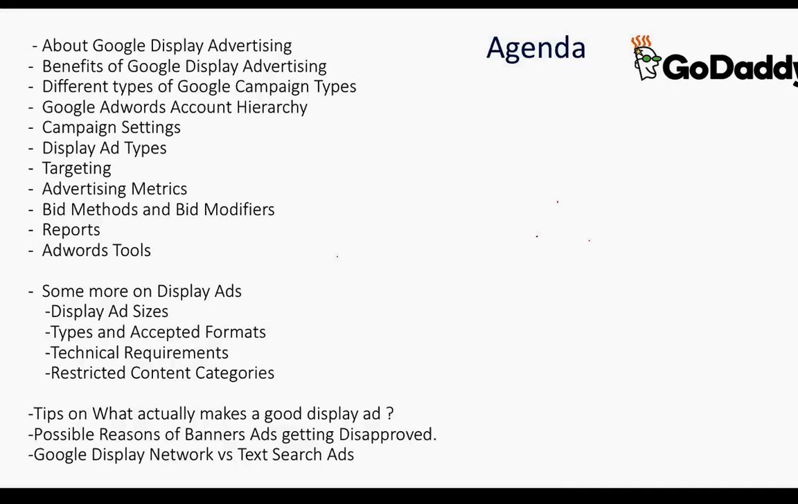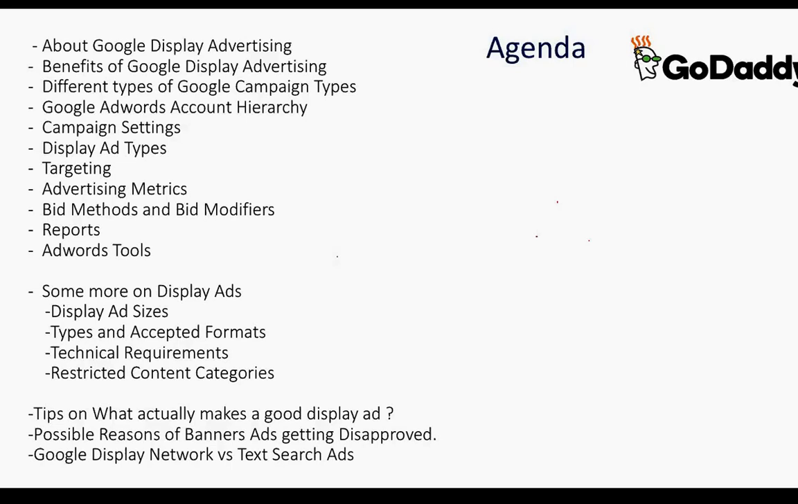Once we've looked at the benefits, then we'll jump on to the various different Google campaign types, all right? Then we'll understand the AdWords hierarchy within the Google AdWords platform. Now, Google AdWords, I believe most of us over here are aware of it. Google AdWords is one of Google's products, which is primarily for the purpose of advertising a business, advertising a website, whether it's a profit-making or non-profit-making website of any business. And it goes without saying, it is meant for the marketers and the advertisers.